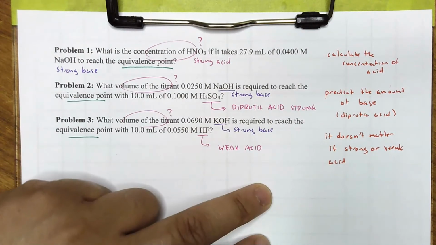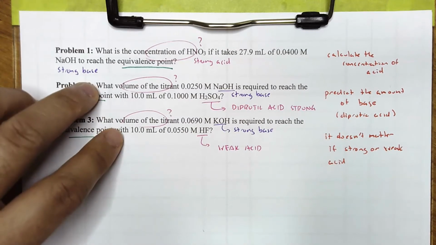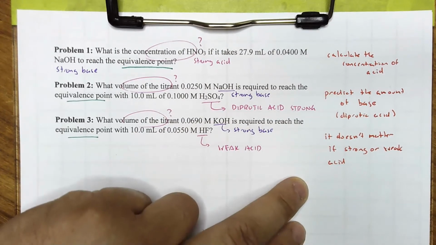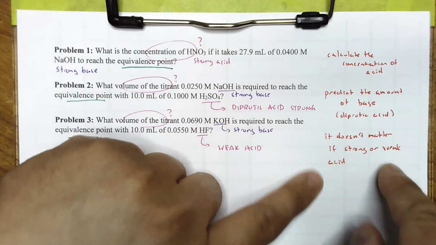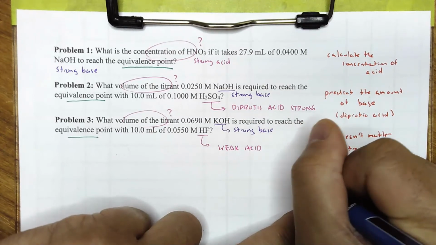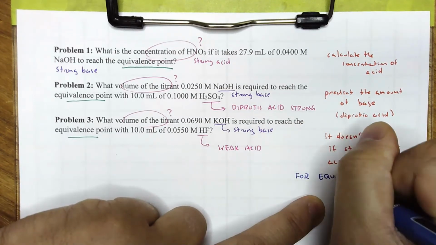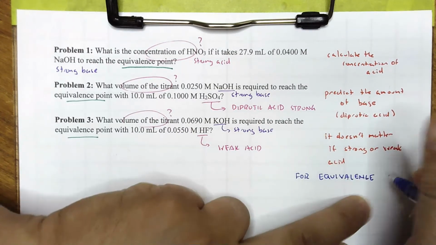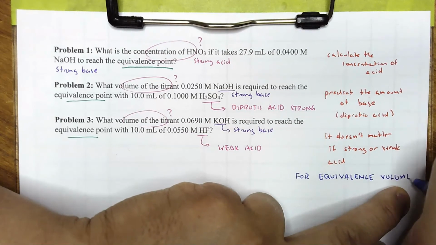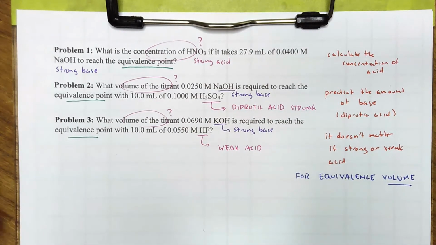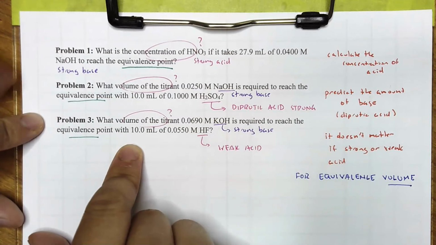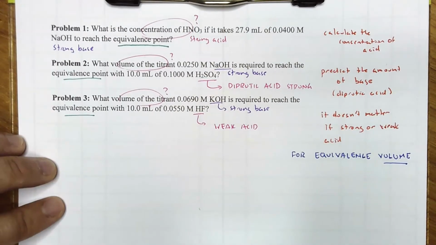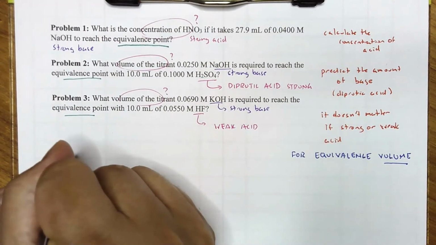That's important. It does matter, we'll see, when we calculate the pH. But if you're just calculating the equivalence volume, it doesn't matter if strong or weak acid. It's just practice, because for problem 3 we're doing the same exact thing as we're doing for problem 2. Okay, let us tackle these.